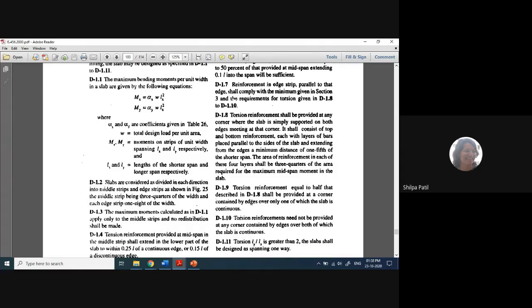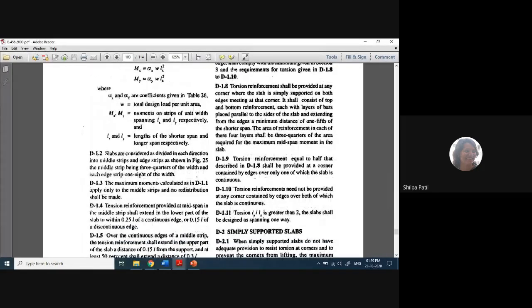See the next clause. Torsion reinforcement equal to half that described in D1.8, that is, half of 0.75, which is 0.375, shall be provided at a corner contained by edges over only one of which the slab is continuous. That is, one edge is discontinuous and the other edge is continuous. In this case, at that corner, the torsion reinforcement will be half of the area we provide at the corner where both the edges are discontinuous. Okay, this is regarding the torsion reinforcement area.